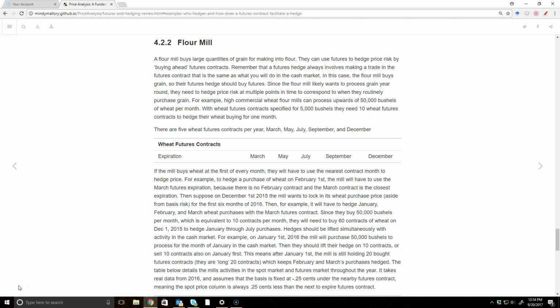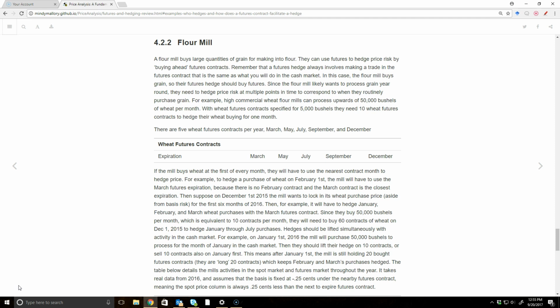Another thing that makes this more complicated than the farmer example is that the flour mill needs to hedge price risk at multiple points in time. So they're running their business year-round, and they're going to make purchases of wheat. For example, let's just say they purchase wheat at the first of every month. That means that they need to hedge with futures contracts to correspond with each of those monthly purchases in the cash market.